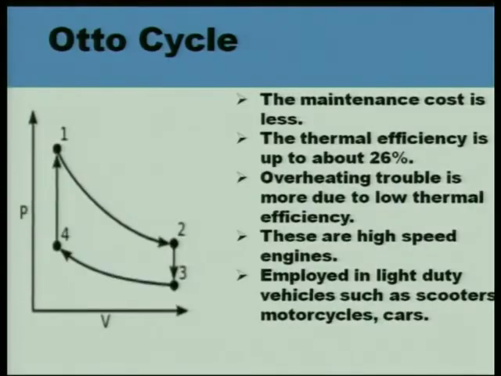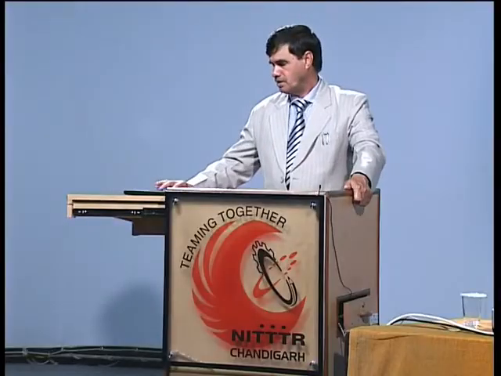Petrol engines are high speed engines. I have given the example, engines running at 6500 rpm, even engines running at 10,000 rpm. So the speed of these engines is quite high. Normally they are used in light duty vehicles, scooters, motorcycles, cars. The diesel engines are for heavier vehicles, in the case of trucks, military vehicles, marine applications.